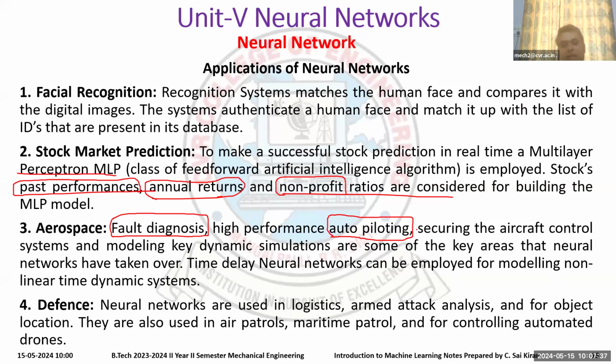Next, secure aircraft control system. So aircraft control system is nothing but it will check whether the fuel is there or not, or any enemies coming within our radar or not. It can check all those things by using the neural network.